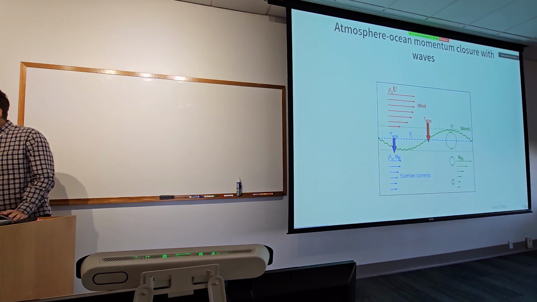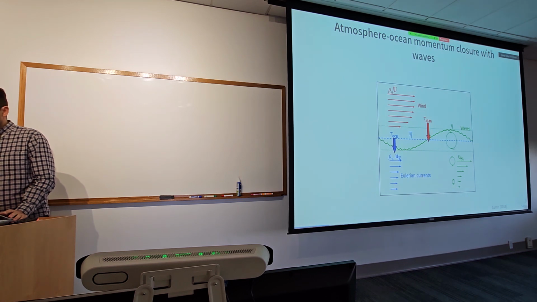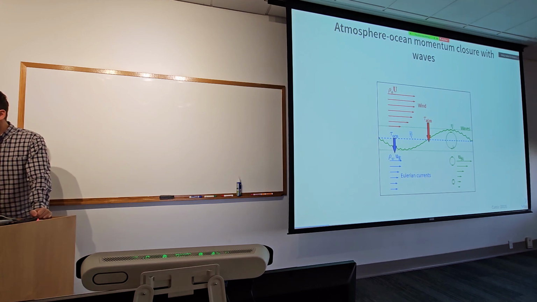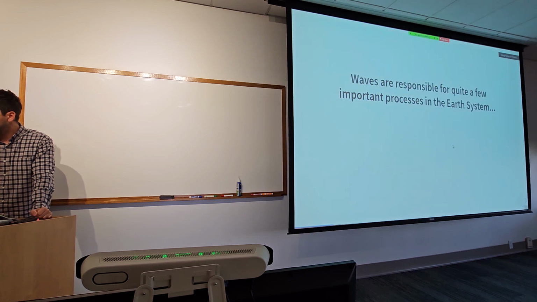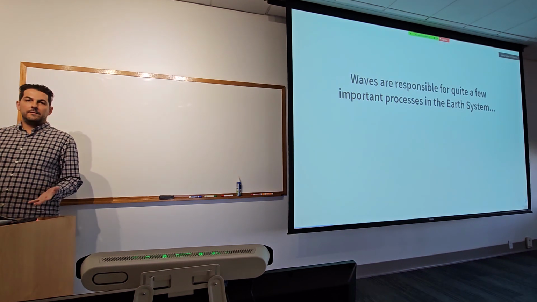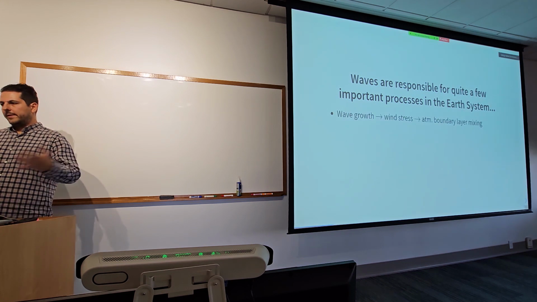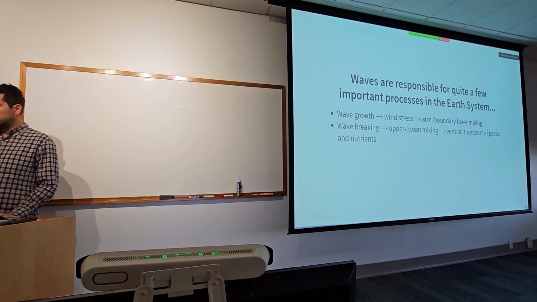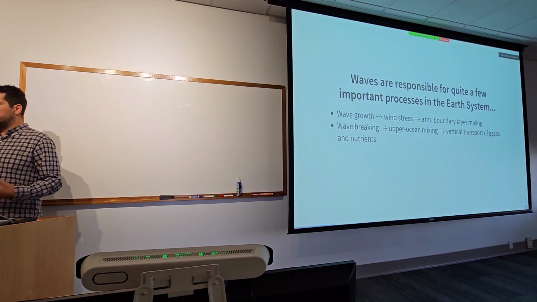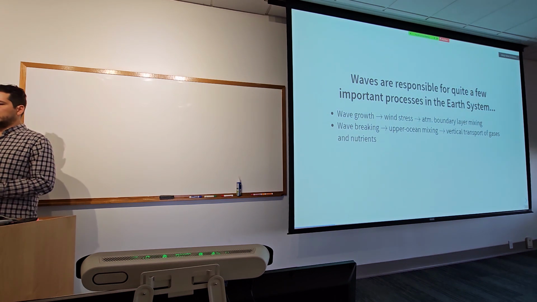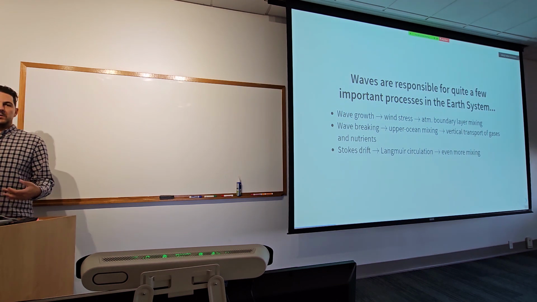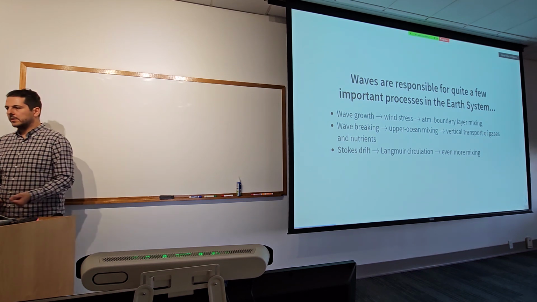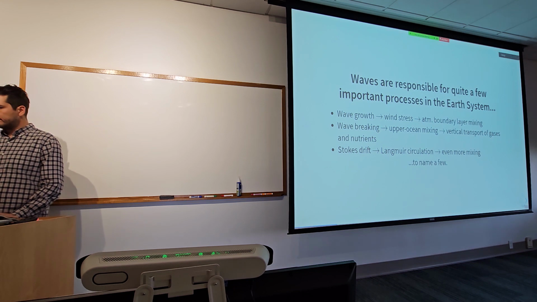I also show here these orbital motions induced by waves, which on average result in a Lagrangian so-called Stokes drift, and I'll talk a little bit more about it in a few slides. And I just want to point out that waves are responsible for quite a few important processes in the Earth system. Waves grow, they induce wind stress, and induce in part atmospheric boundary layer mixing. On the ocean side, when waves break, they induce upper ocean mixing, and that leads to vertical transport of gases and nutrients. And likewise, Stokes drift, which I just mentioned, is responsible for Langmuir circulation, which are these organized cells in the near surface ocean that induce even more mixing, to name a few.